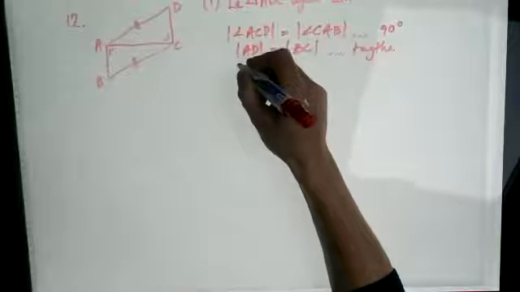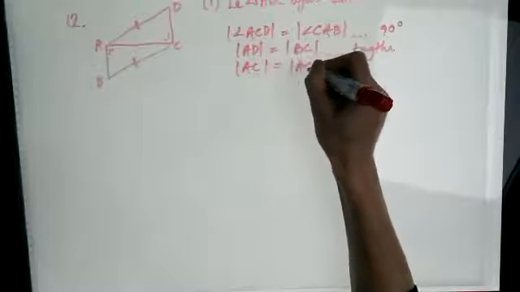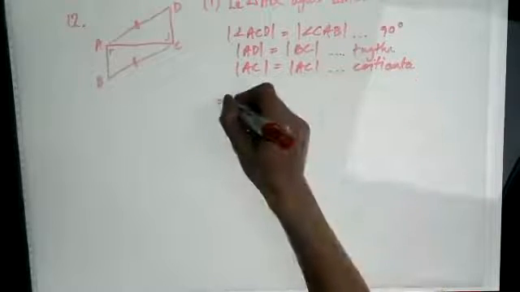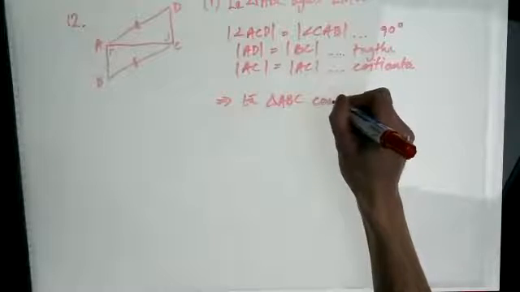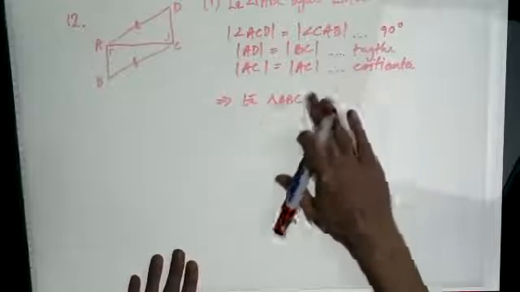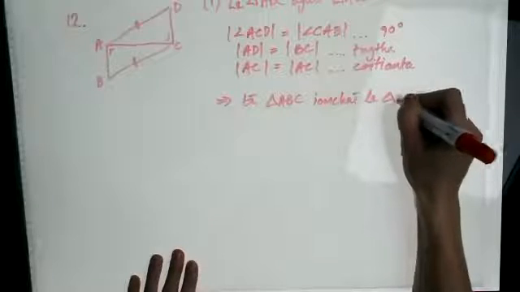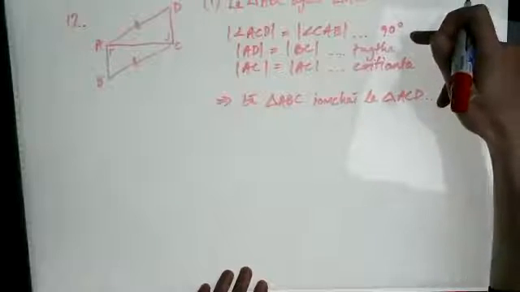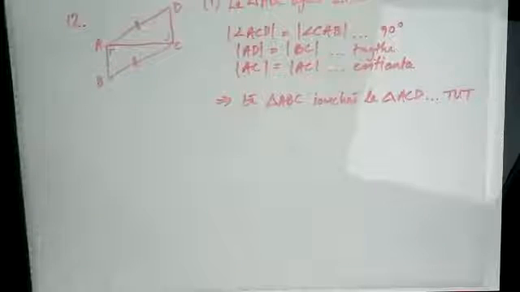Then AC equals AC, which is the common side. So triangle ABC is congruent to triangle ACD. Side, angle, side. So angle and angle. Very straightforward.